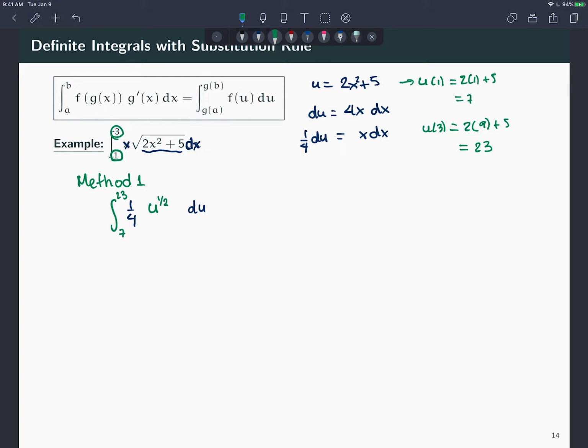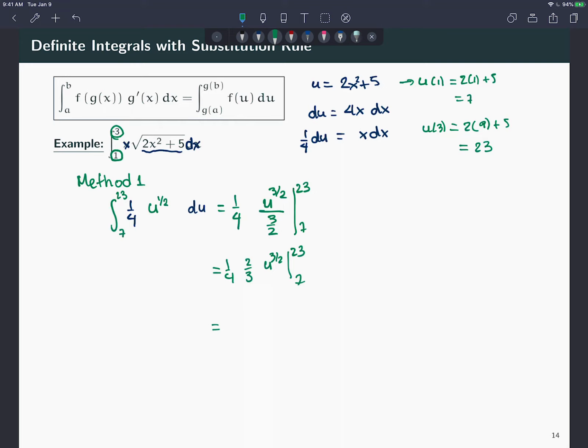So my method 1 is changing the limits of integration, and then from here I can just go forward. This integral becomes, I can write the 1/4 outside, u to the 1/2 plus 1 becomes 3/2. I'm dividing by 3/2, so it's the same as multiplying by 2/3. Let me write 2 steps. I'm dividing by 3/2, and then I'm evaluating this from 7 to 23. So this becomes 1/4, the reciprocal of 3/2 is 2/3, and I write u to the 3/2 evaluated from 7 to 23.